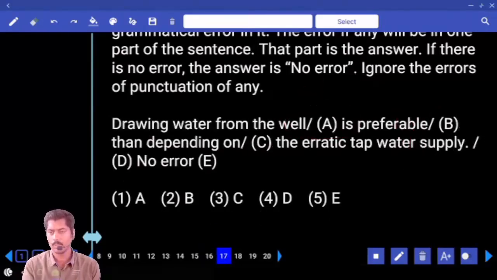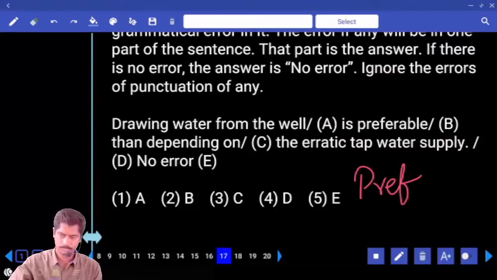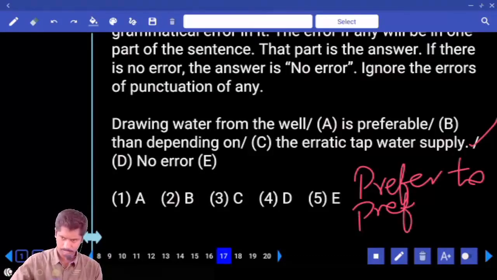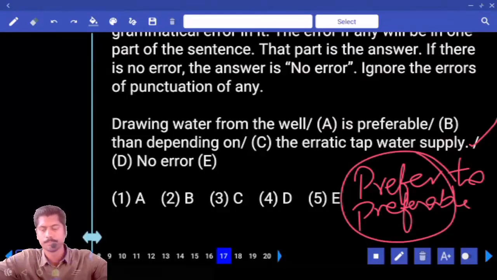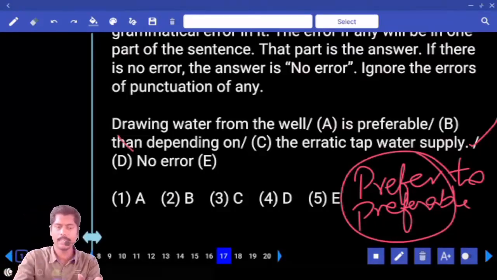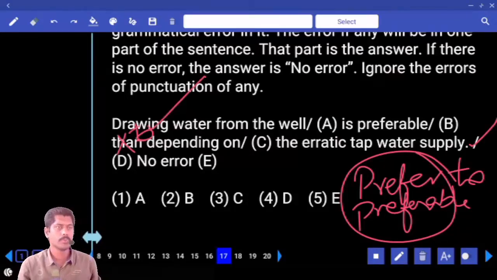Drawing water from the well is preferable than depending on the erratic tap water supply. Answer. Prefer, preferable, always takes "to". Prefer or preferable takes "to". Delete "than", keep "to". We prefer copying to learning. Means we prefer copying than learning.